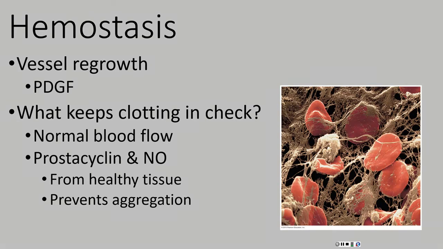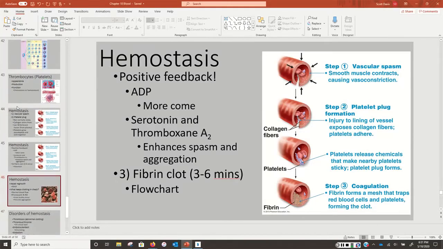Well, like I kept saying, that clotting, we only want it to occur when there's damage. And we also want it to remain very, very localized. We don't want that clot to just keep growing and growing and growing. So what keeps that clotting in check? Well, normal blood flow. As long as our blood is circulating appropriately, let's go back to our flow chart.